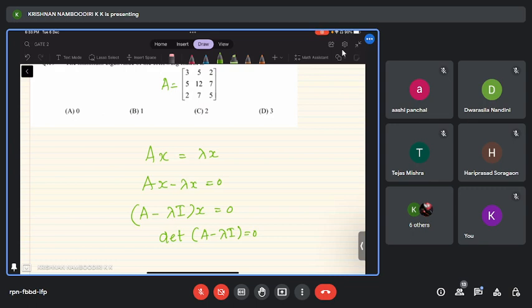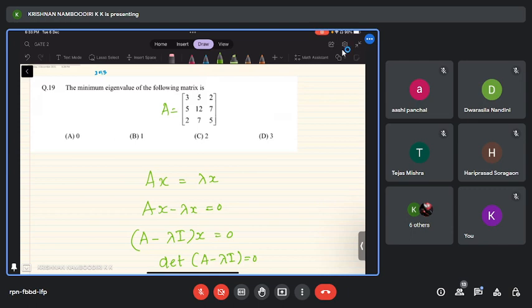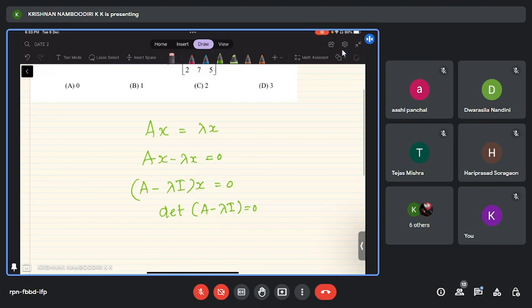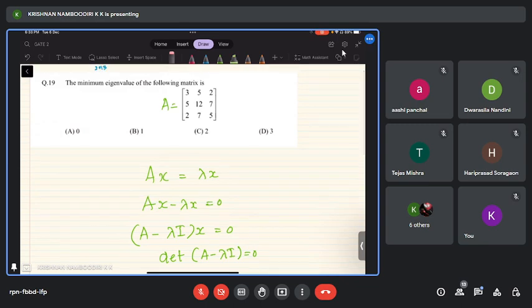But is there somehow a way? This will take at least 5-6 minutes to solve, because a cubic equation you may not be able to solve very easily. Correct? If it's a quadratic equation, you can use the formula minus b plus or minus root of b square minus 4ac, whole divided by 2a, right? What will you do if it's a cubic equation and you do not know any of the roots? That's a problem, right? You will be stuck. So that is not the way to approach this problem.